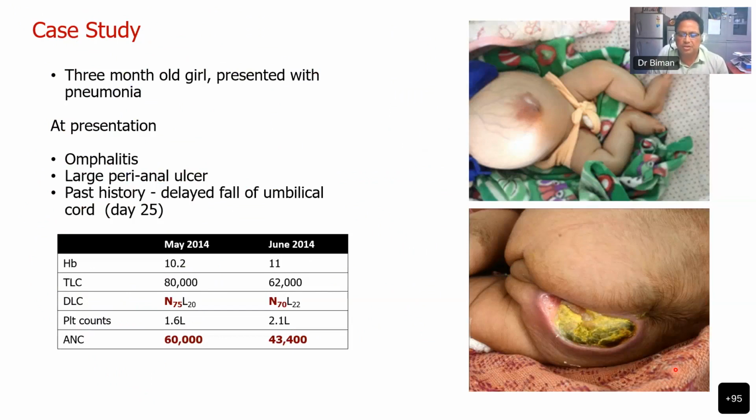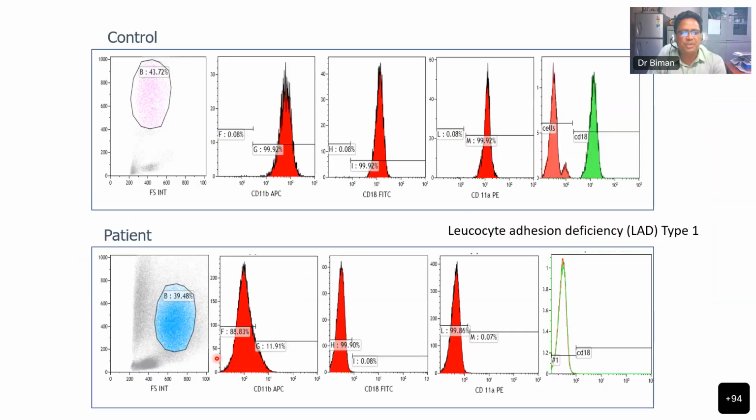If you look at the peripheral neutrophil count, you can see very high neutrophil counts. But despite such a high neutrophil count in the blood, the neutrophils are not there in the wound, in the ulcer, because they are not able to diapedese and go to the site of inflammation, and that's what happens in leukocyte adhesion defect. If we do flow cytometry for CD18, CD11b, or CD11a, you can see that the patient has low expression of CD18 and CD11b compared to the normal control.